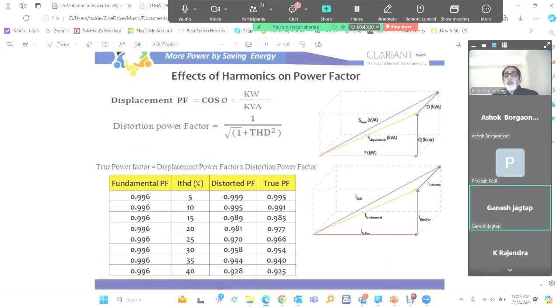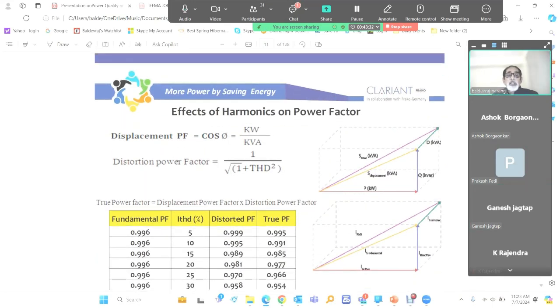The effect of corporation this harmonics. So there is some disturbance. I think some mic we have to switch off.